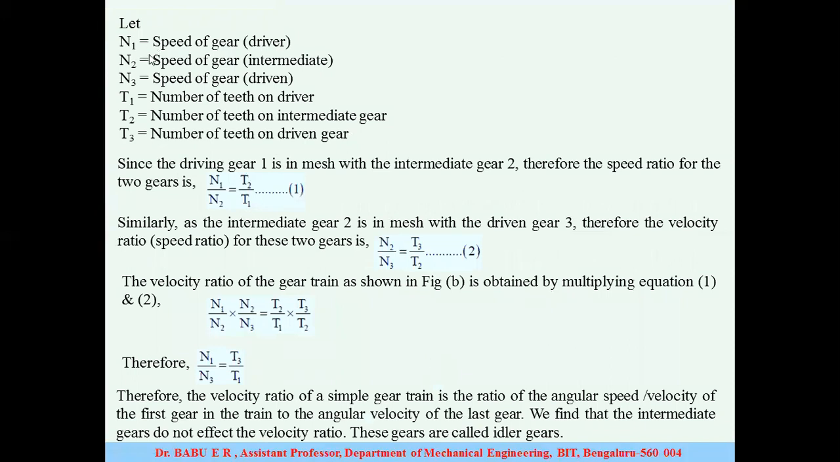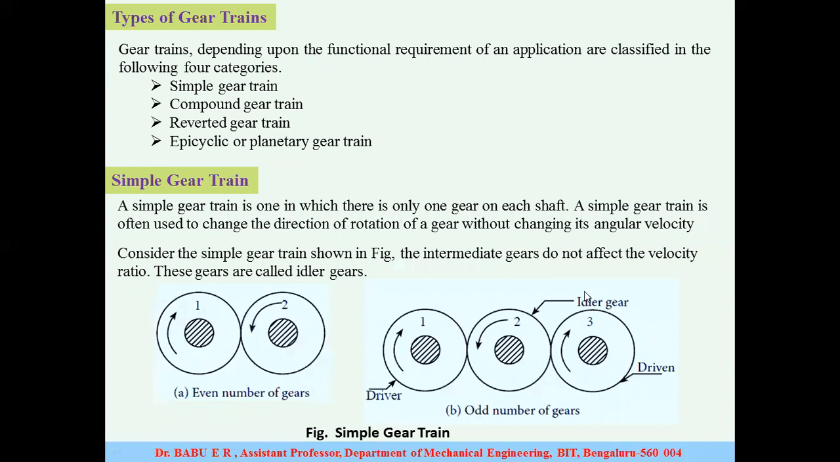Now let us assume that n1 is the speed of the driver, n2 is the speed of the intermediate gear or idler gear, and n3 is the speed of the driven gear. Similarly, T1, T2, T3 are the number of teeth on the driver, on the intermediate gear and on the driven gear. So I have taken this example.